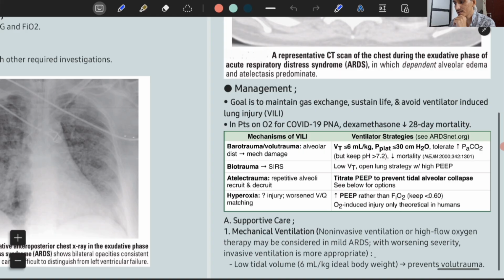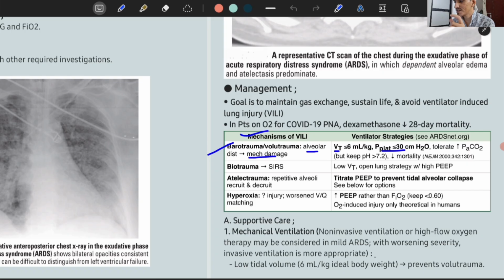Now, the mechanisms by which respiratory support causes injury to the lungs. How to avoid that? What will be the strategies? Barotrauma is nothing but pressure trauma and volume trauma. That will cause alveolar distension and mechanical damage to the lungs. How will you decrease that? Maintain the tidal volume less than or equal to 6 ml per kg and plateau pressure less than or equal to 30 centimeters of water.